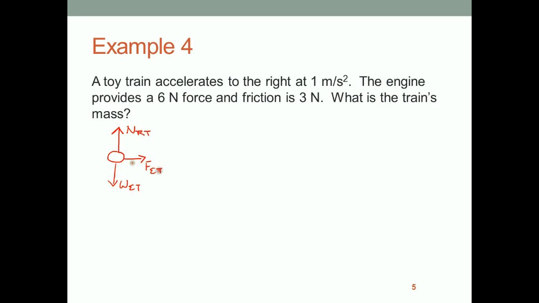We have the force due to the engine, and we have the friction between the rails and the train. The acceleration is going to be to the right, and I'm also going to let to the right be positive. I can't calculate the weight because I don't know the mass, and I don't know the normal force, except I know it's equal to the weight because I don't have an acceleration in that direction.